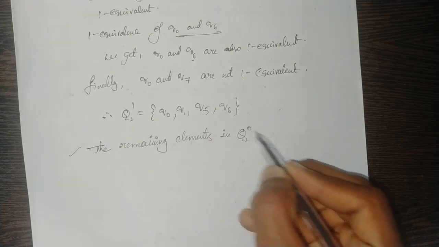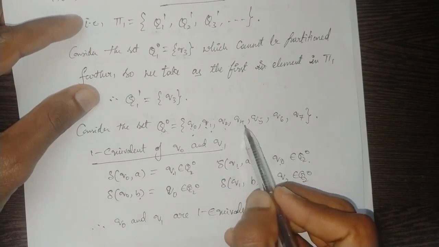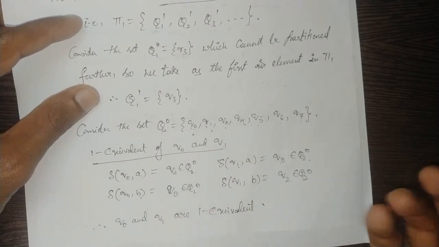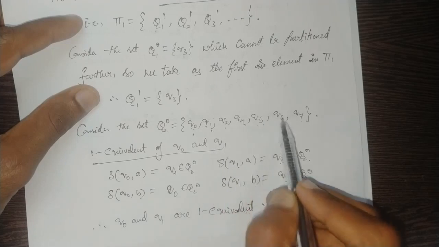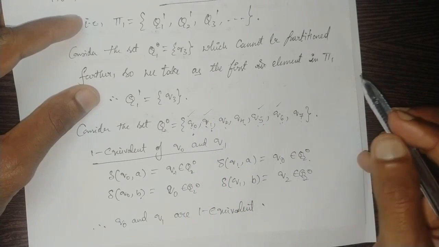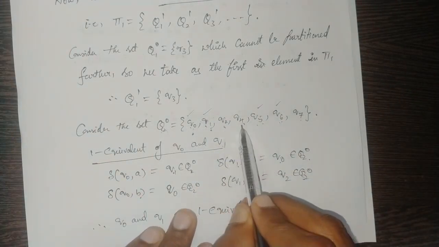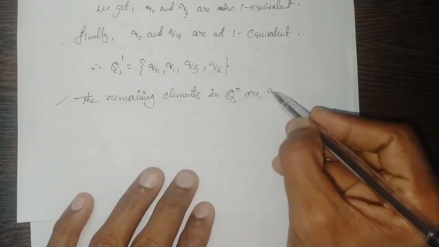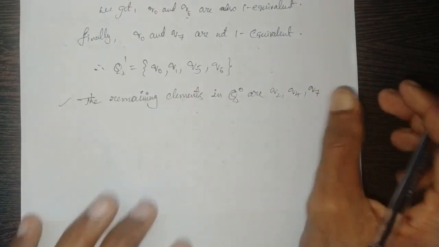What are the elements in Q2 naught? Q0, Q1, Q2, Q4, Q5, Q6, Q7. Out of these, Q0, Q1, Q5, Q6 are all one equivalent to each other. The remaining elements are Q2, Q4, Q7.